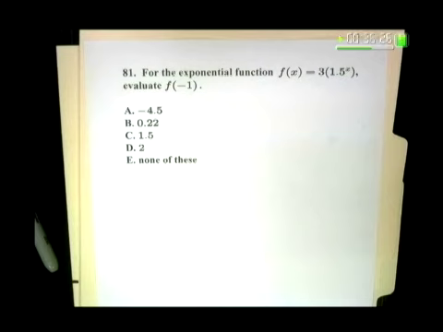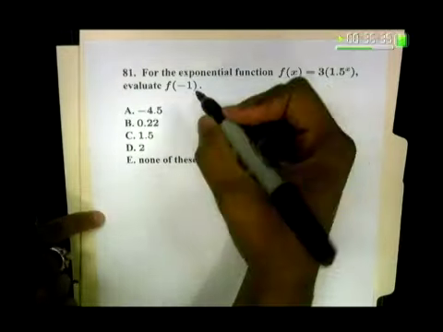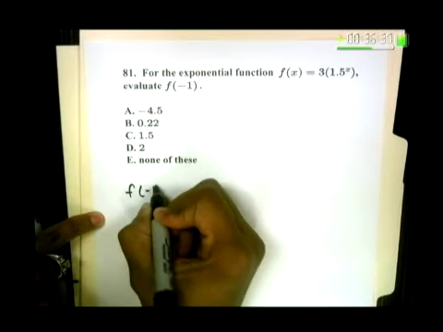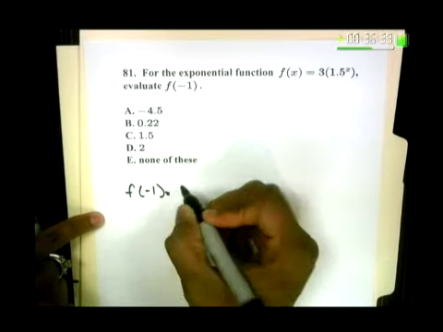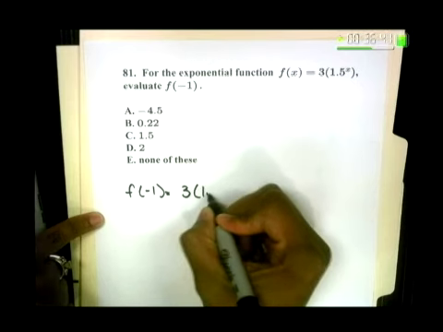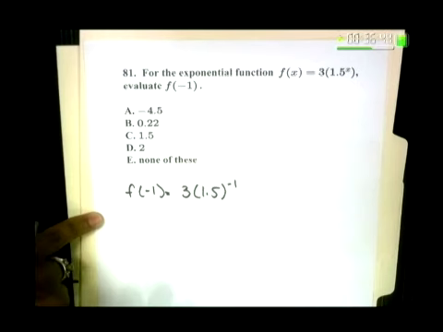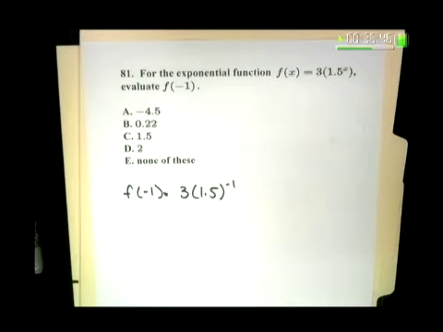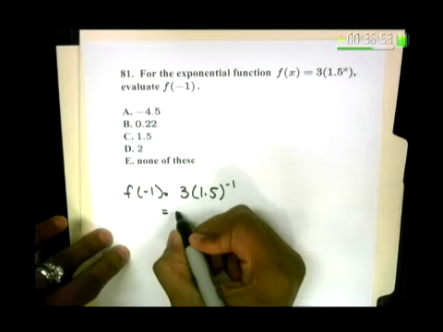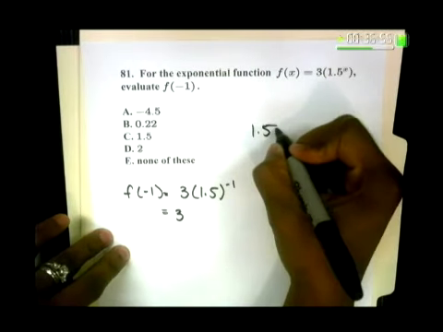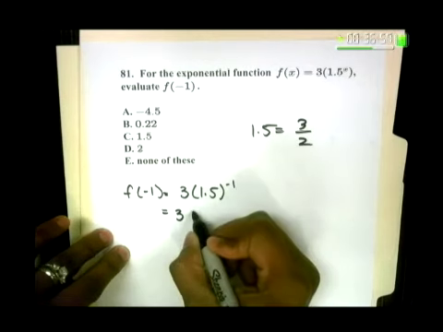All right. For the exponential function, f of x equals 3 times 1.5 to the x, we want to evaluate f of negative 1. So I'm looking for 3 times 1.5 to the negative 1. You certainly could type it into your calculator, not in the graphing function, just in the regular scientific part. Or you could say 1.5 is the same as 3 halves, right?